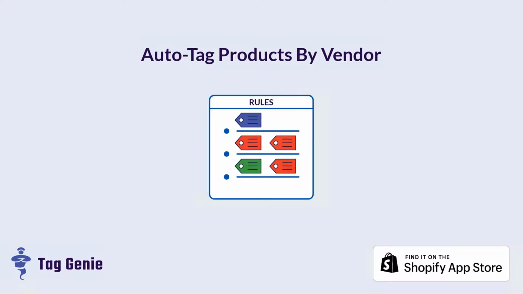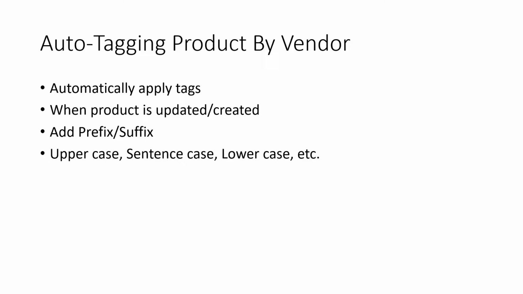Today we're going to take a look at auto tagging products by vendor. This is one of our most requested features. We have listened and we have delivered. Auto tagging products by vendor allows you to automatically apply tags based on the vendor value of your products. This can happen whenever a product is updated or created. You can choose to add a prefix or suffix.